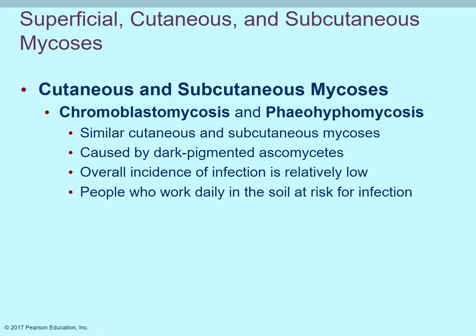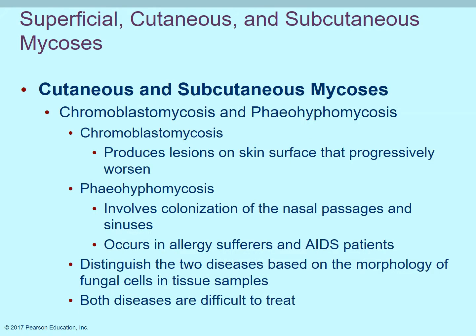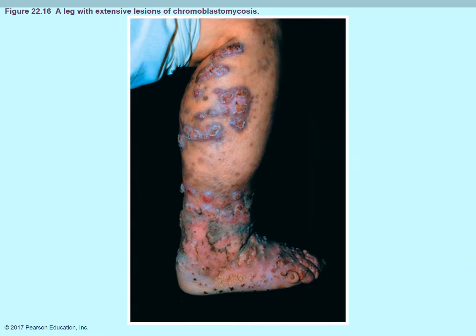Oftentimes, the people who are going to be more susceptible are those who may work in the soil where the spores are often found. So obviously that's going to put them at risk. And here's a list of some of the different cutaneous and subcutaneous mycoses. They often will produce a lesion just under the surface of the skin that can gradually get worse. And this shows along the skin here, the lesion starts just under the outer layer of skin and then progresses.